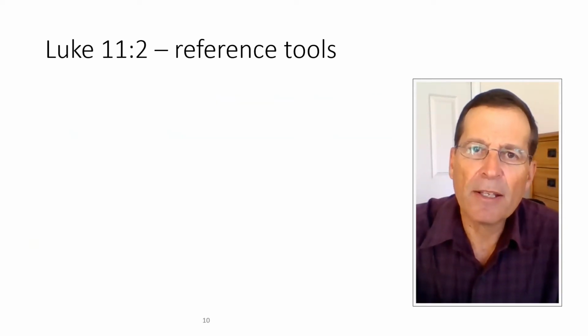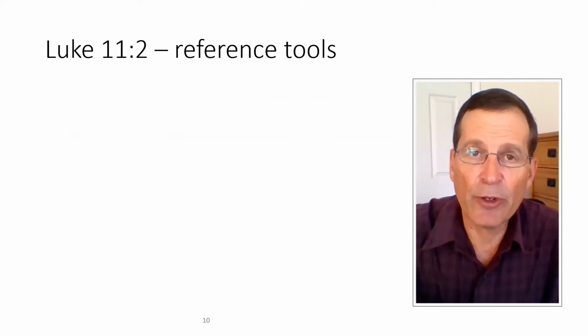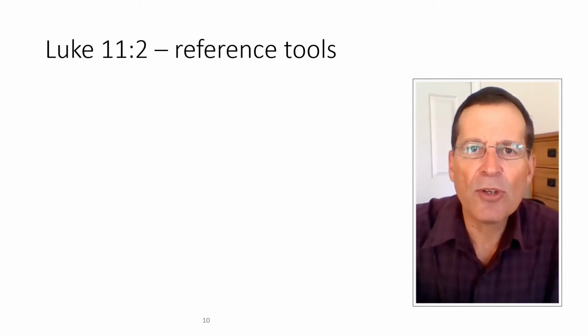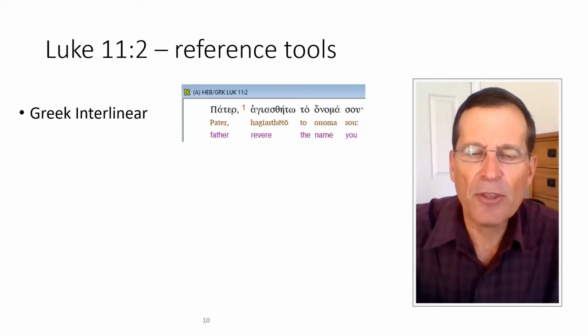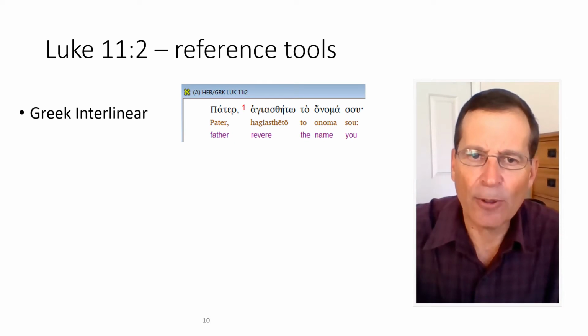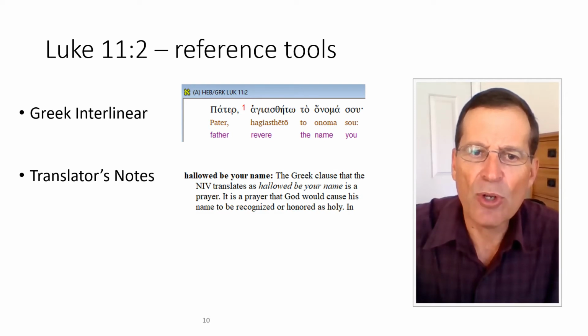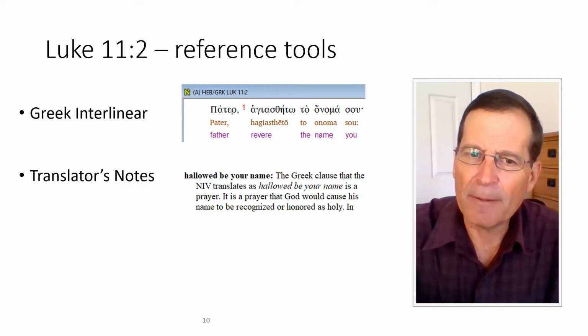So just by comparing that question in various versions, the answer isn't real clear. So let's look at some different reference tools. In the Greek interlinear, we see the word hagiastheto, which is glossed as revere. Translator's Notes explains that a bit.